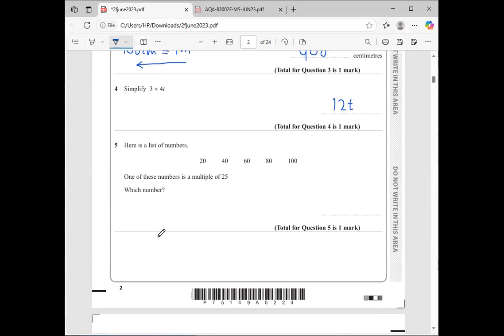Okay, so here's a list of numbers: 20, 40, 60, 80. We know that those are even numbers. Is one of these numbers a multiple of 25? Which number? Look at these numbers. Which one do you think is a multiple of 25, just by looking at it?